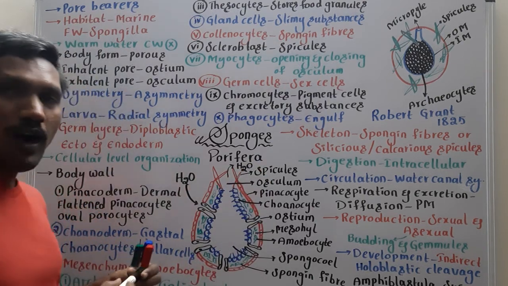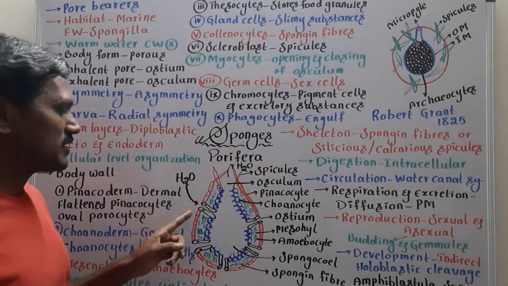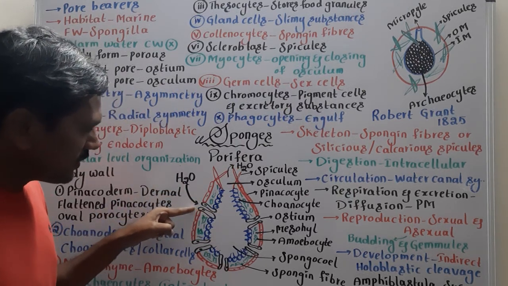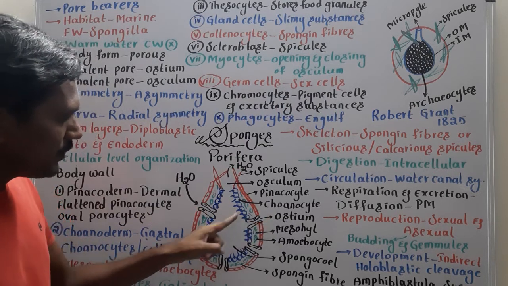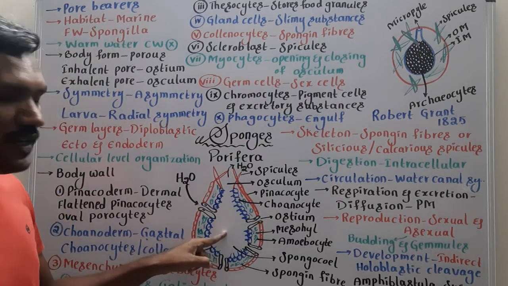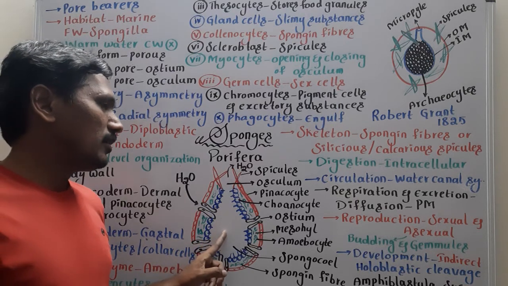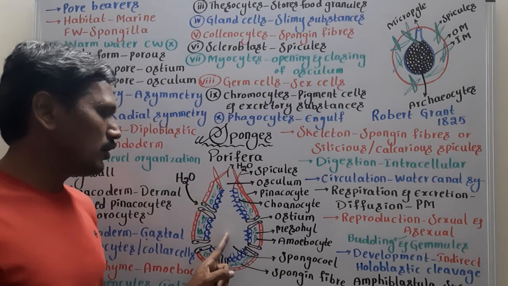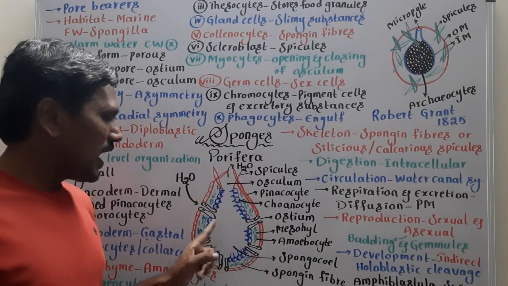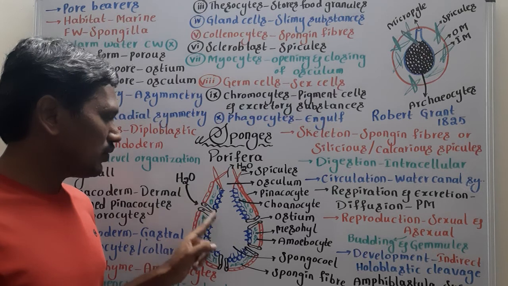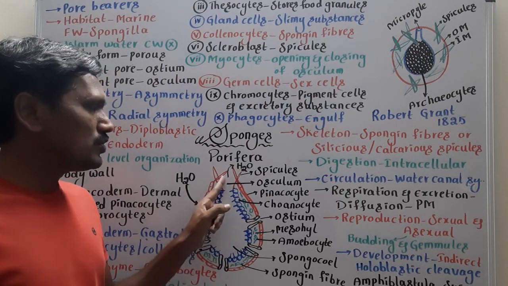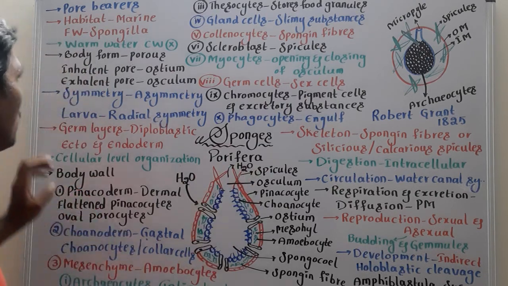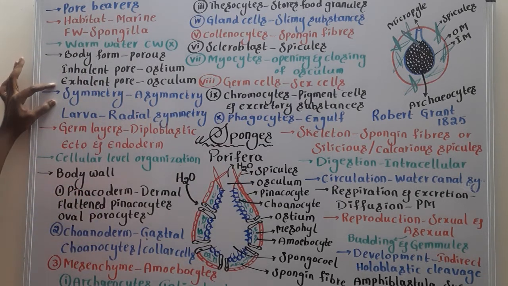So this is how the water canal system is well established in sponges. If you see this pore, through this aperture the water will come in. This aperture, I labeled here, is the ostium, and water comes into the spongocele. The cavity present in the sponges is called spongocele, and the water enters into the spongocele through the ostium and goes out through the osculum. Ostium, osculum, right?